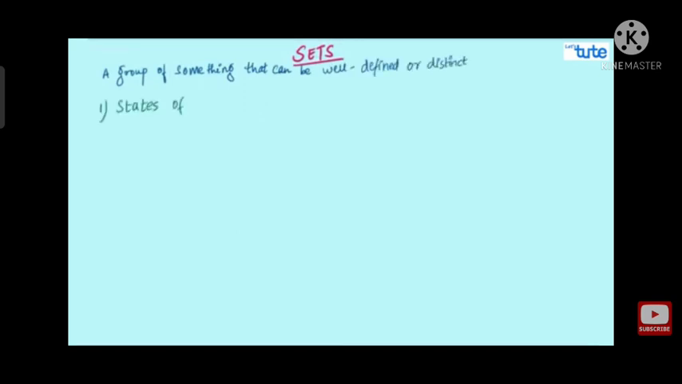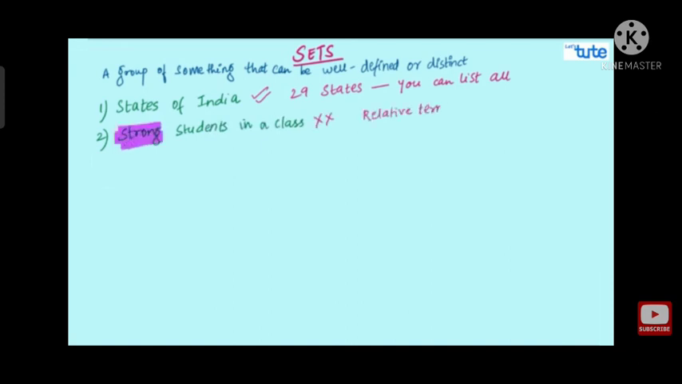The first is states of India. So, can we form a set of this? Yes, because there are 29 states in India and you can list all of them. The second one is strong students in a class. Well, this cannot be a set because strong is a relative term.